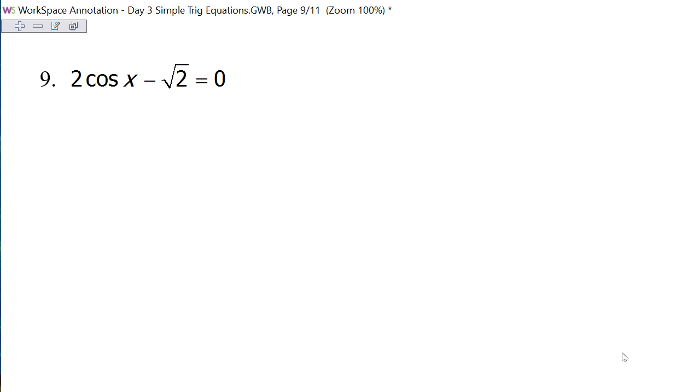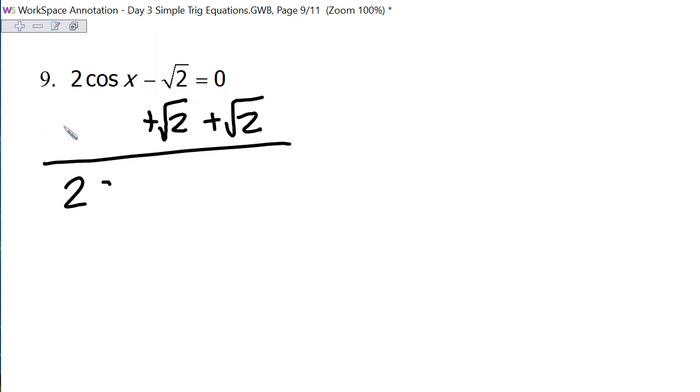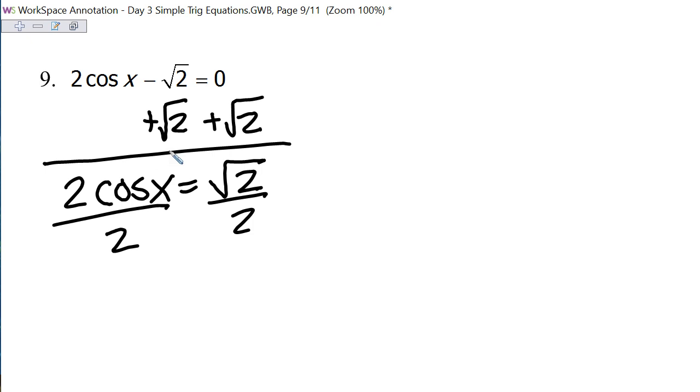Number 9, get the trig by itself. So the first thing we would have to do is add square root of 2 to both sides. So that would give us 2 times the cosine of x is equal to the square root of 2. Divide both sides by 2. And that gives us cosine of x is equal to square root of 2 over 2.